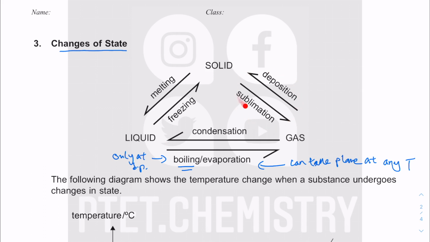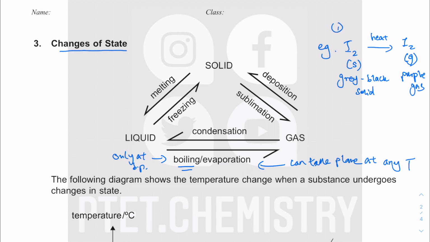These two processes are less known, but there are some solids that can turn straight into gas. An example is iodine. The molecular formula for iodine is that it exists as I2 molecules. As a solid, this is a gray black solid. It looks more like gray rather than black. When you heat it, it will go to I2 gas, and it still maintains the identity of the molecule, but then you will see a purple gas being produced. So that is sublimation.